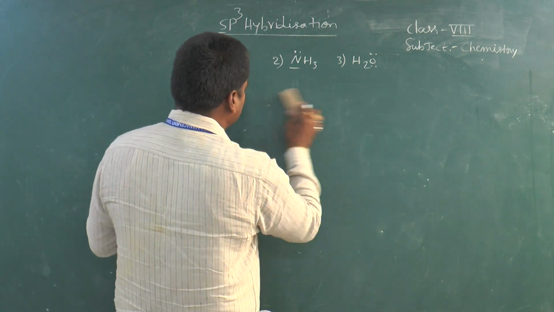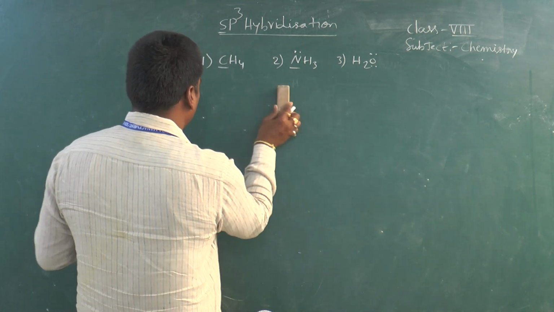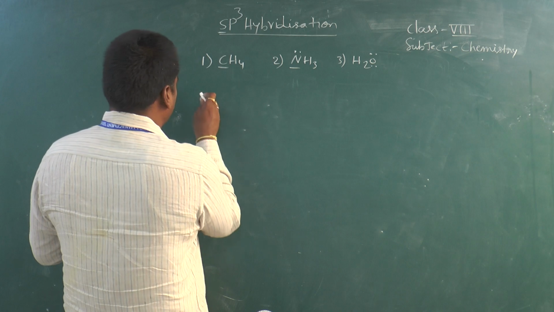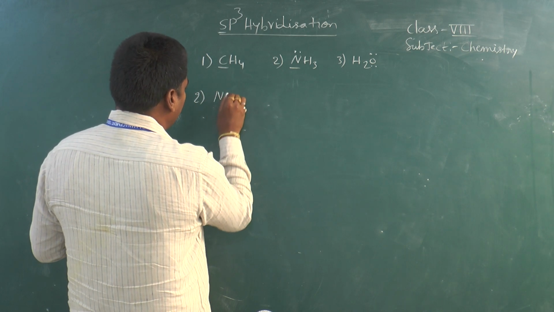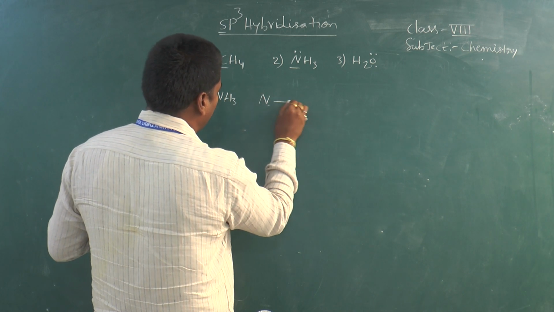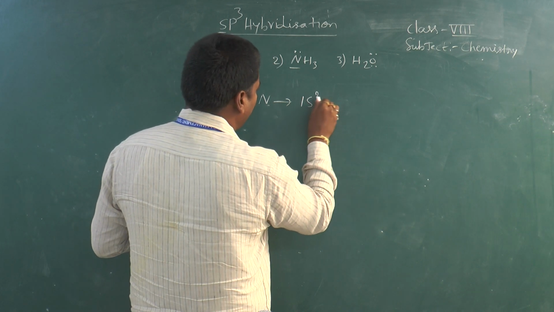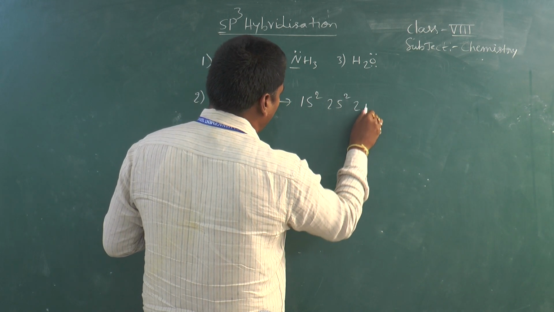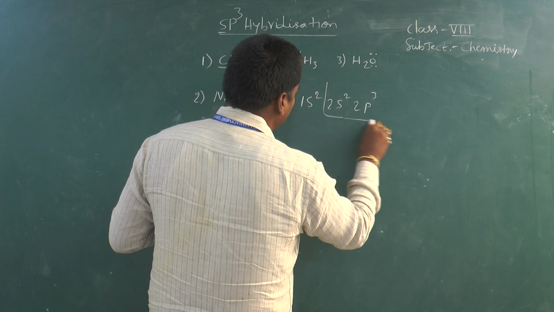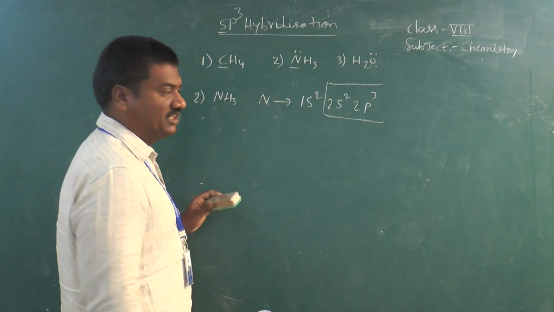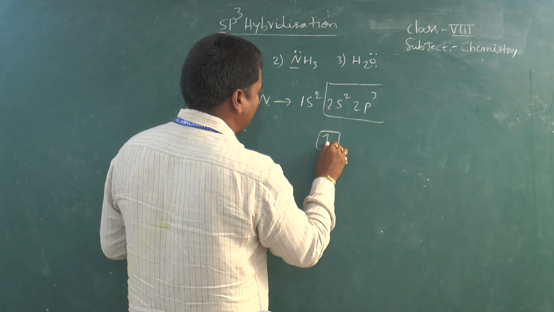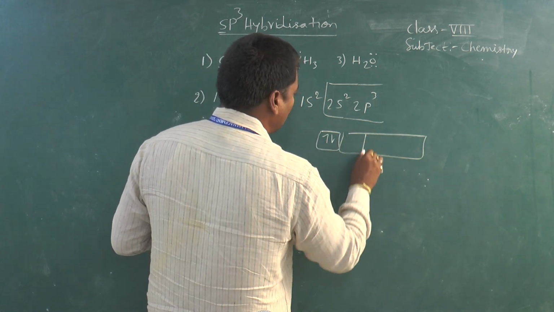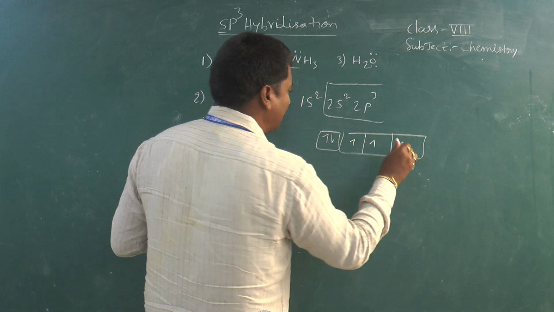Now the second example is the ammonia molecule. The central atom is nitrogen, and its electronic configuration is 1s2, 2s2, 2p3. The valence shell is 2s2, 2p3. The 2s2 electrons are paired electrons, and in 2p3 all are unpaired electrons.